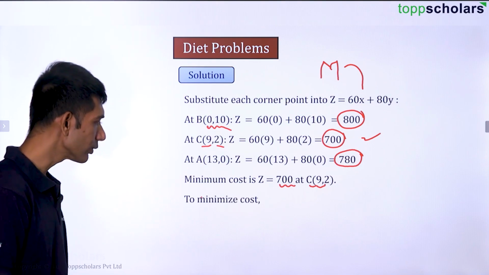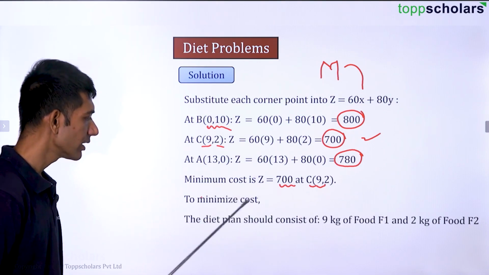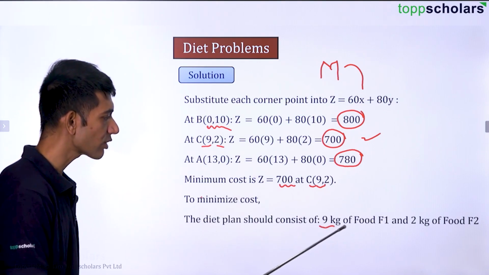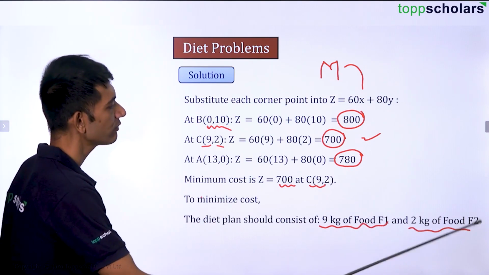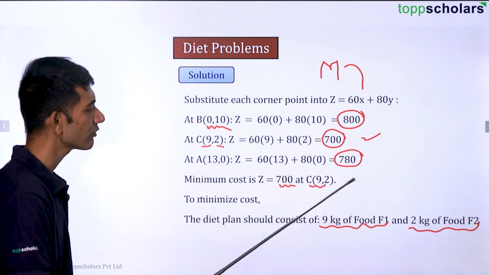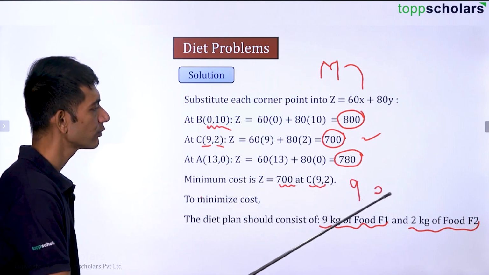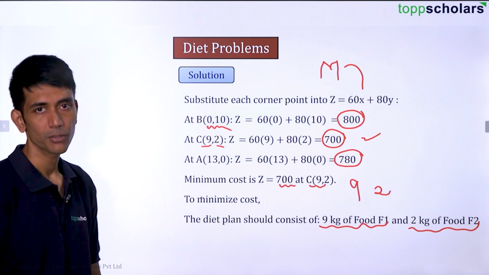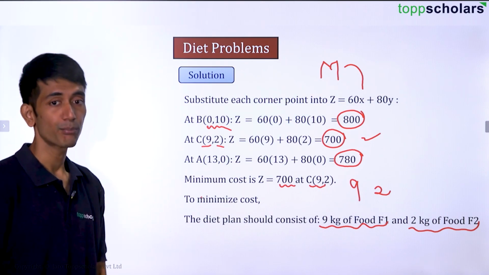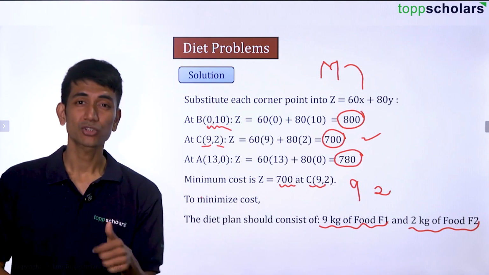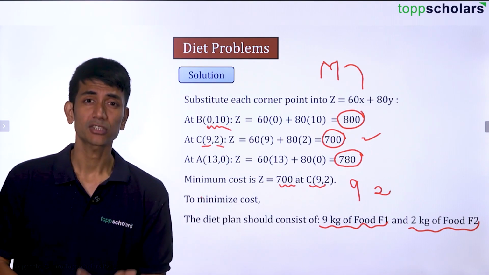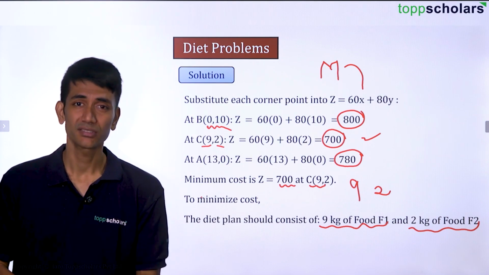So here we can conclude that to minimize the cost, the diet plan should consist of 9 kgs of food F1 and 2 kgs of food F2. So we need 9 kgs of food F1 and 2 kgs of food F2 to minimize the cost. I hope you are understanding how important LPP is in real life to solve problems based on diets, transportation, manufacturing, profits, losses, businesses, right?